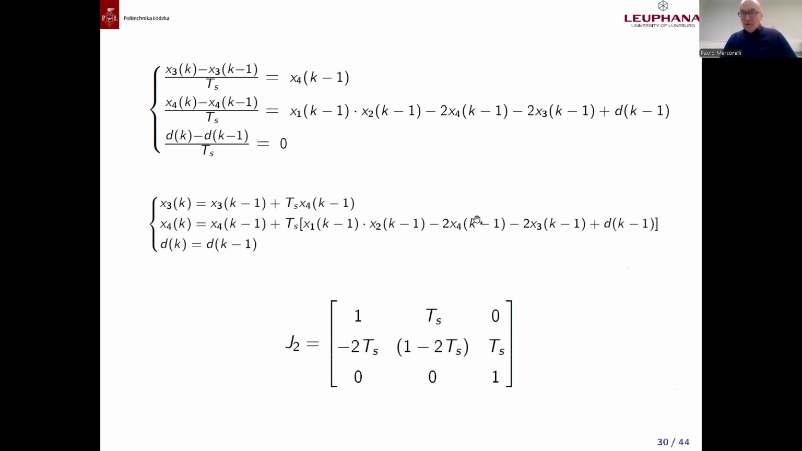Why? Because x4 appears here, minus 2. Why ts here? Because the derivative of this expression with respect to d is 1 multiply ts. Please pay attention. D now becomes a state, an augmented state. Augmented variable in state. Very often we say an augmented state.